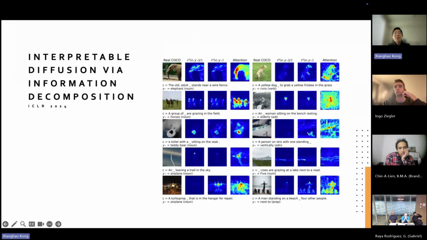On the left-hand column, they are all nouns like elephant, horses, teddy bear, airplane. But on the right-hand side, we do some more challenging words like the verb runs, the adjective elderly, adverbs like vertically, a number, etc. Those are abstract words, right? For example, it's really hard to identify which pixels correspond to run and which pixels correspond to elderly. So let's see what this model finds out.